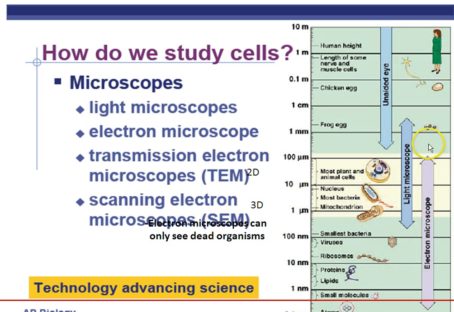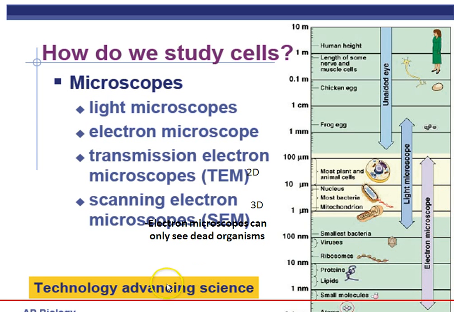Electron microscopes are more powerful than light microscopes. They can see even smaller. They rely on coating the specimen with gold, which disrupts the function of those cells, so they're no longer living. And they're only used on dead organisms. But they're able to see a lot smaller. And we can see down to the size of some of the larger atoms with electron microscopes.